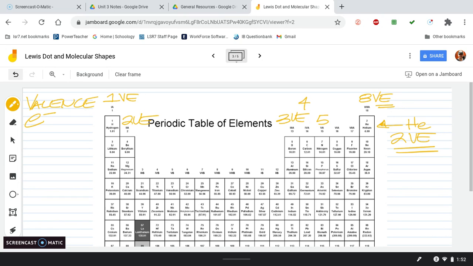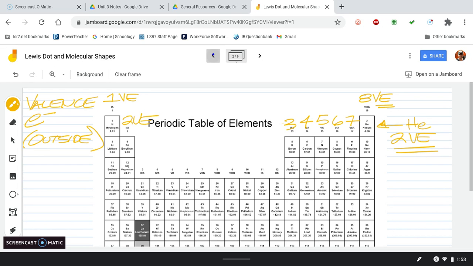5 for the nitrogen column, 6, 7, and 8. So I'm going to clean that up a little bit. Looks a little bit better this way. There we go. So the valence electrons are the electrons on the outside of the atom, and so they are going to be used for bonding. Okay, so we need to know how many valence electrons things have.